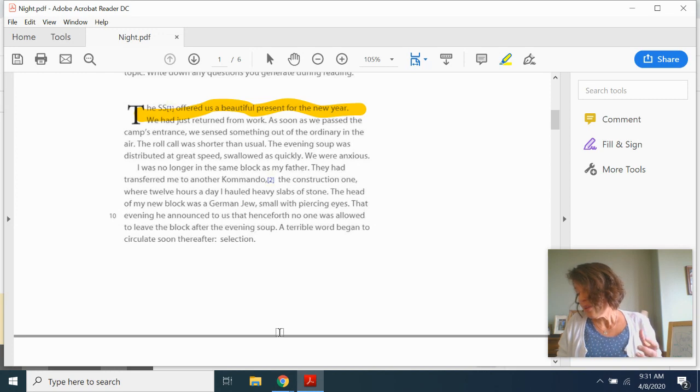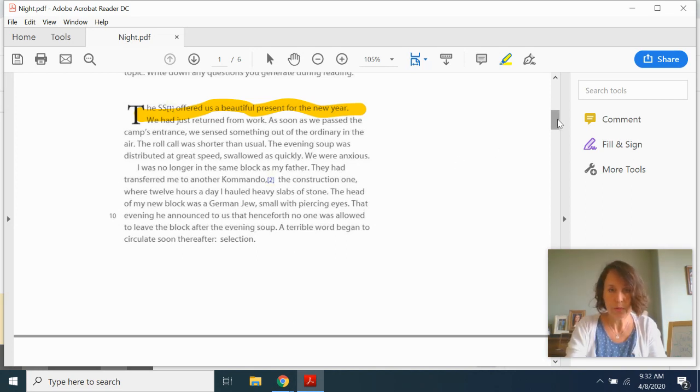And that is not a beautiful present. Some will live and some will die. This is a very grim, ugly prospect. This is not a beautiful gift. This is actually the opposite. So that's some verbal irony to show you an example.